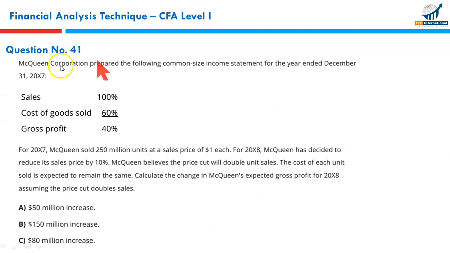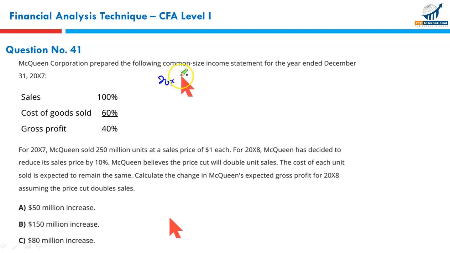Right. Question 41. McQueen Corporation prepared the following common size income statement for the year ended December 31st, 2007. Sales has been given as a base. Common size, vertical common size analysis. Cost of goods sold is 60% of the sales. Gross profit is 40%. For 2007, McQueen sold 250 million units at a sales price of $1. It is always advisable to convert percentages into numbers.